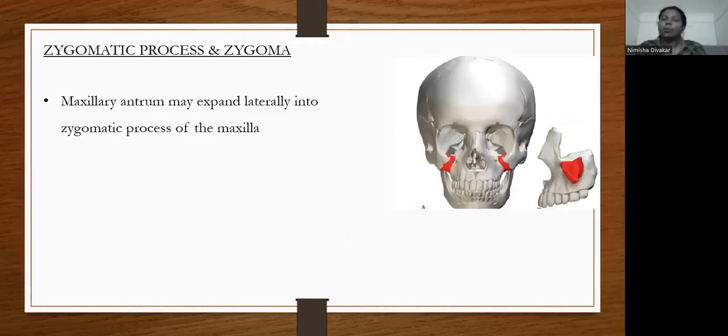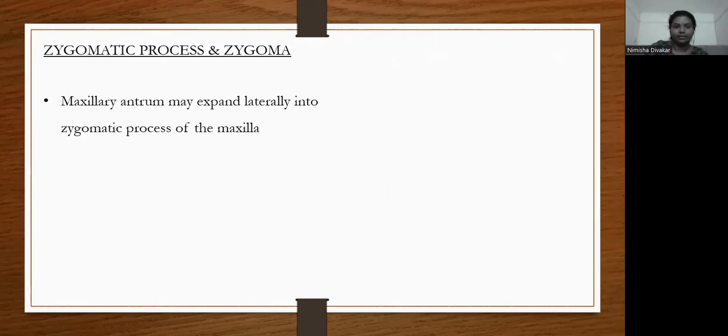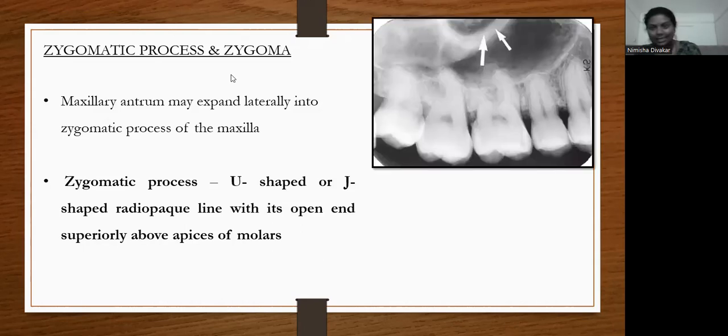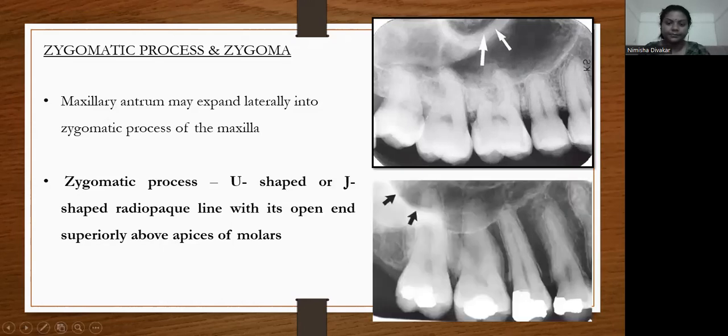Next one is zygomatic process and zygoma. We already discussed maxillary antrum expands laterally through the zygomatic process of maxilla. And zygomatic process appears as a U-shaped or J-shaped radiopaque line with its opening superiorly above the apex of the molar. You can see a U or J-shaped radiopaque band in the radiograph.